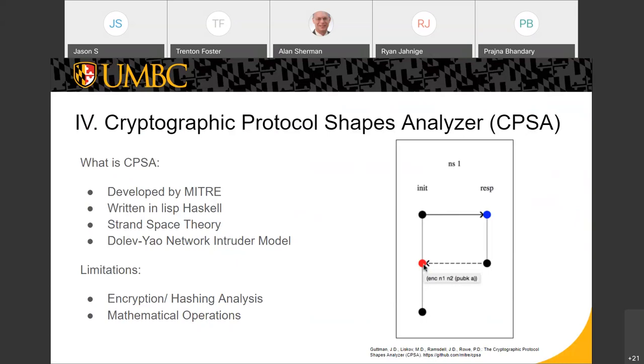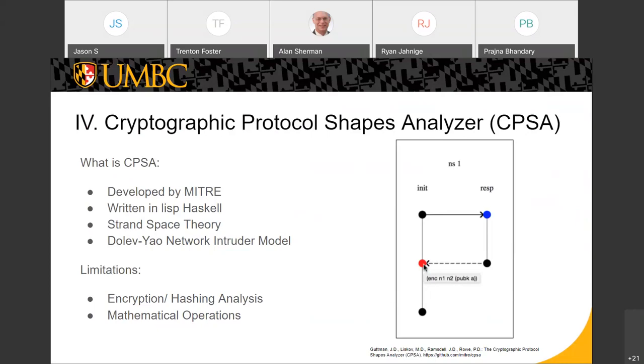And CPSA will try to complete these strands using a Dolev-Yao network intruder model, which we heard Trent and Richard discuss previously, and it assumes that the adversary owns the network. A couple limitations of CPSA include its analysis of hashing and encryption algorithms, as well as its modeling of mathematical operations, which I'll get into in a couple of slides. On the right here, this is example output from CPSA. It's actually from their manual.